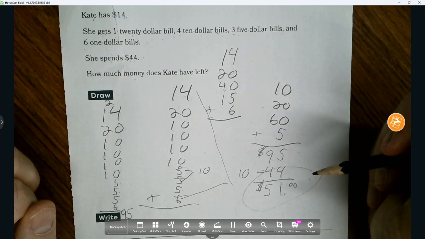Yes, teachers will ask for a certain way sometimes, but trust me, the biggest thing we want to see is that you got the right number.